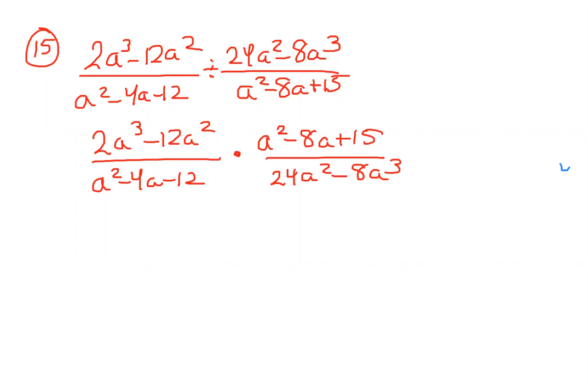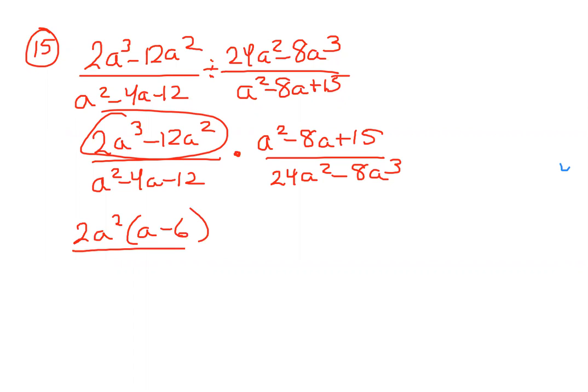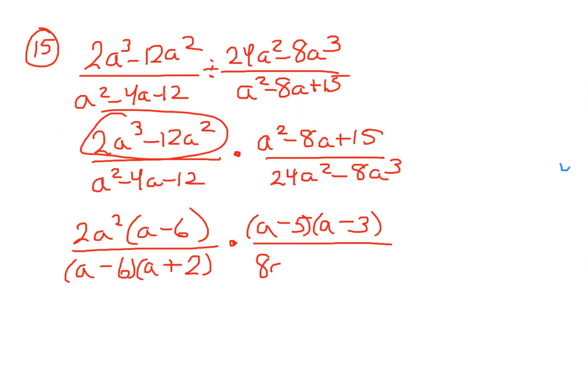Now we're going to factor everything we can. Right here for this one, we can take out a 2a squared, and we're left with a minus 6. Down in the denominator, what multiplies to give us negative 12 and adds to give us negative 4? That's going to be a 6 and a 2. And that one's going to be negative and this one positive. Up here, what multiplies to give us 15 and adds to give us negative 8? That's going to be a 5 and a 3, and they're both negative. And down here, we can take out an 8a squared, and we're left with 3 minus a.